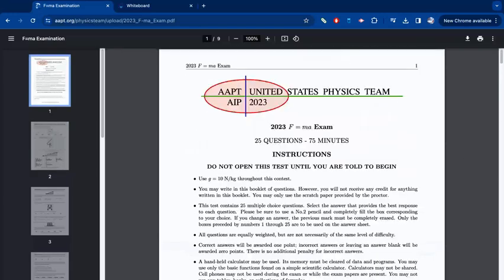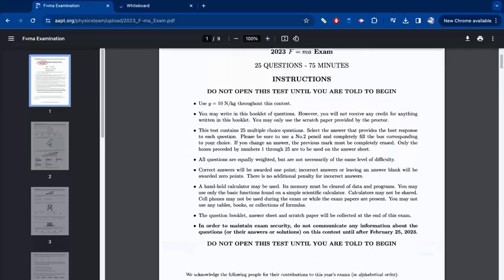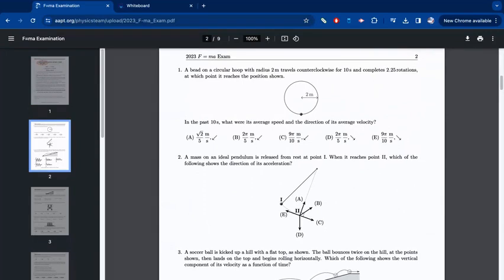Hey everyone, today I'll be going over the problems from the 2023 F equals MA exam. So starting with problem number one.